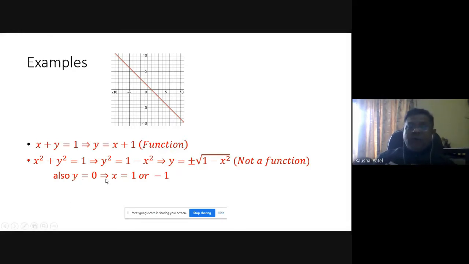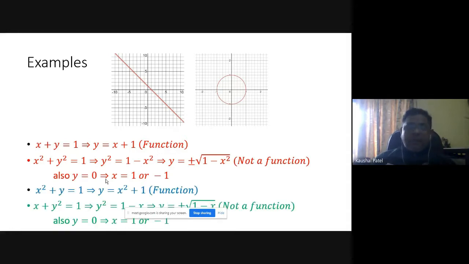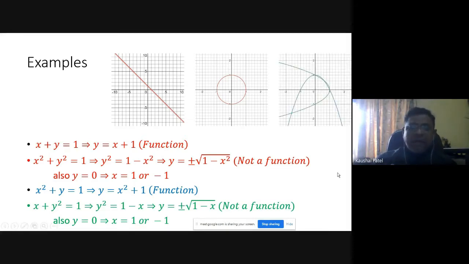So here y equal to 0, x equal to 1. This is the graph of x square plus y square equal to 1, which is a circle. Now the next thing is x square plus y is equal to 1. We can say that y is equal to 1 minus x square, and it is a function, because for one value we put in x, we get one value of y. And the other thing is x plus y square equal to 1, which gives y square equal to 1 minus x, and y is equal to plus or minus the square root of 1 minus x. This is not a function, because for one value of x, we get two different values of y. This is the graph of the green one and the blue one.